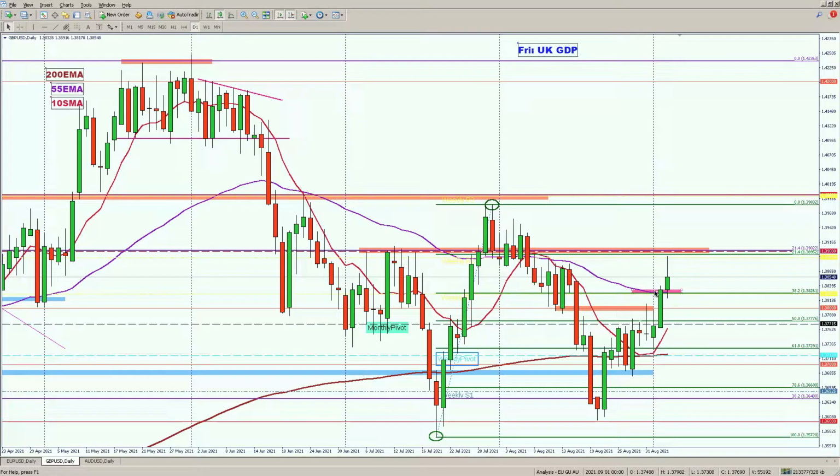Punched through that, just within 2 pips. So for now, I think we'll remove this level. This resistance at 138 is going to be support now.